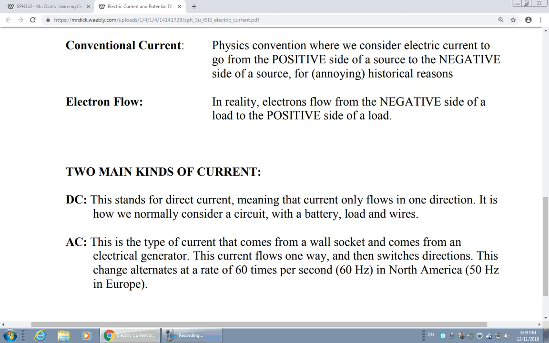We'll talk about these little details in a bit more detail in class, and especially revisit this idea of conventional current versus electron flow, and field any questions you might have at that time.